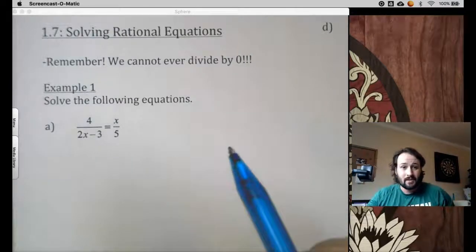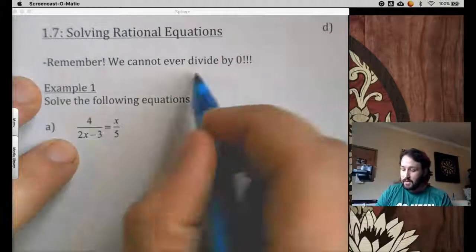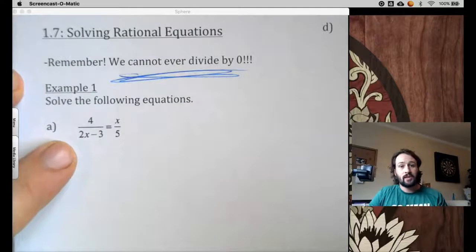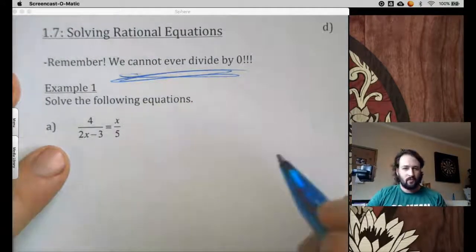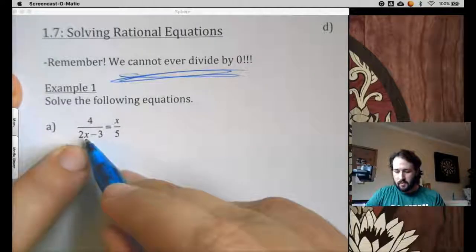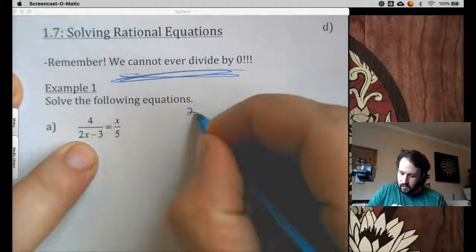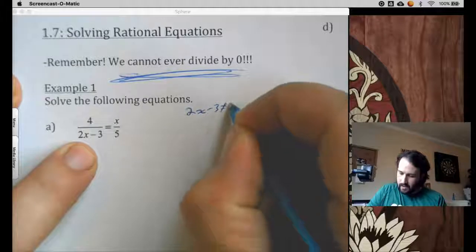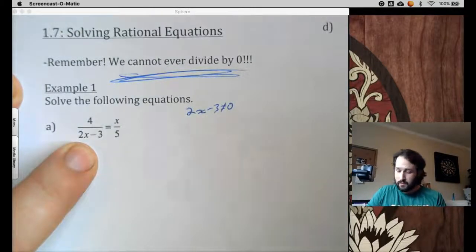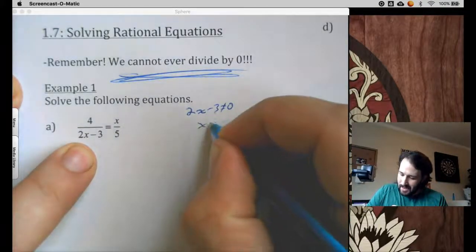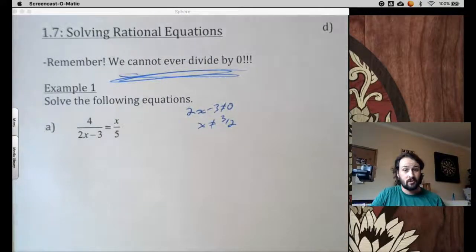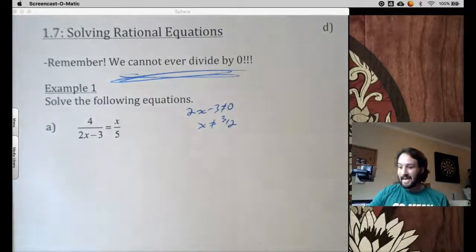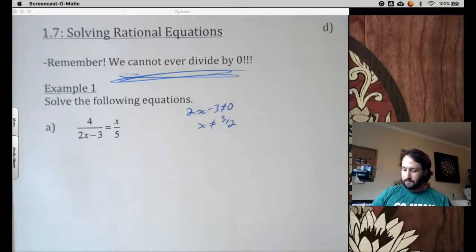Alright, so the biggest thing to remember, we cannot divide by zero. It's not possible. So if we get any solutions and we check our solutions and we're dividing by zero, it's not possible. So for instance, like here, I know that 2x minus 3 cannot be equal to 0. It's not possible. So what that means is we cannot have x equal to 3 over 2. So if we get 3 over 2 as a solution, it's not really a solution. It's being tricky. All right, so let's check it out.